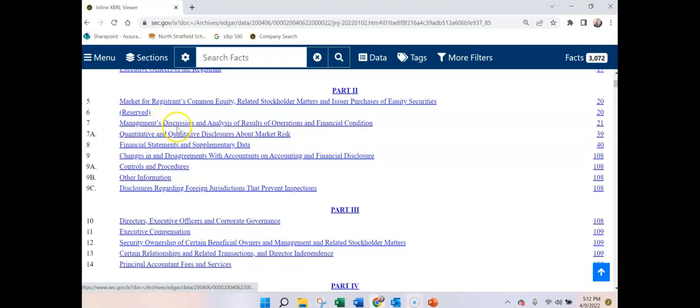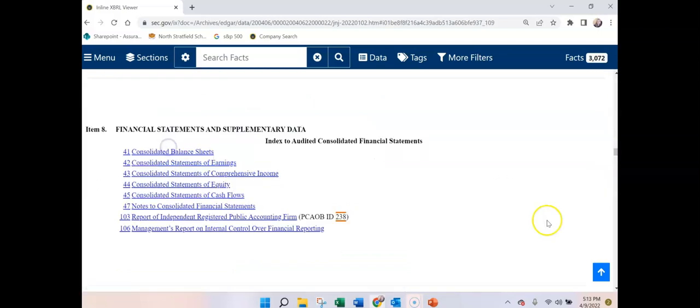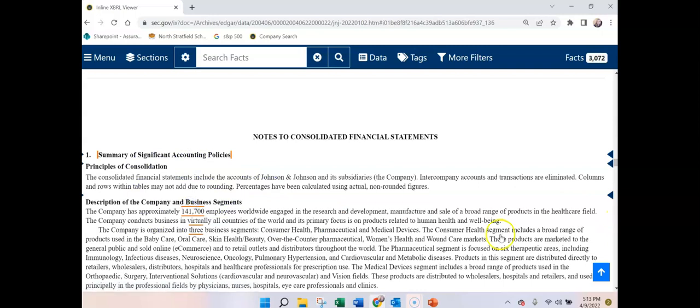After the MD&A, we have some disclosures about market risk. Again, these tend to be very boilerplate. And then we move on to the financial statements. We're very familiar with these financial statements. And then after the financial statements, the notes to the financial statements. Note 1 is typically the summary of significant accounting policies.